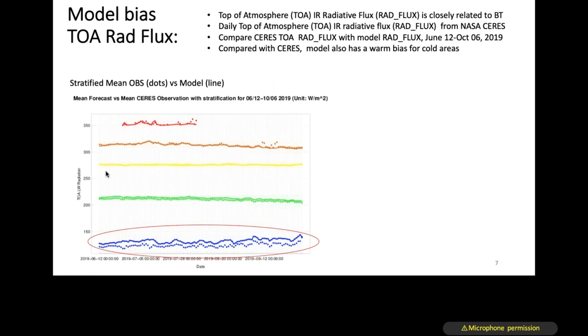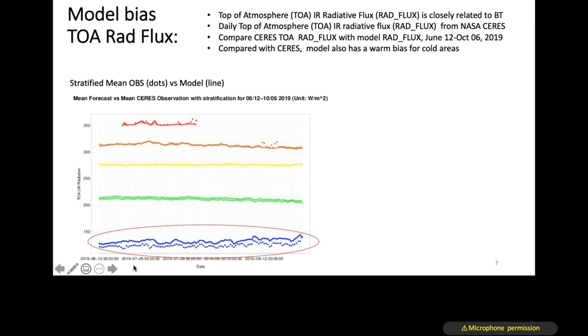To further confirm this bias, because sometimes one data source may be unreliable, we also look at another data set, NASA's CERES. This data set includes the top of atmosphere IR radiative flux data. This variable is closely related to the brightness temperature, so we want to confirm the bias from this NASA data too. Similarly, we collected a lot of this model and NASA CERES data. We looked at the data from June to October, and we also stratified the data into different groups. We can see actually the model did a pretty good job simulating, forecasting the radiative flux.